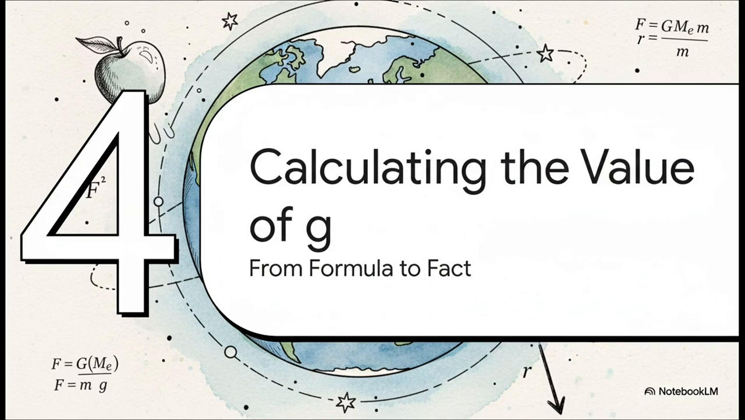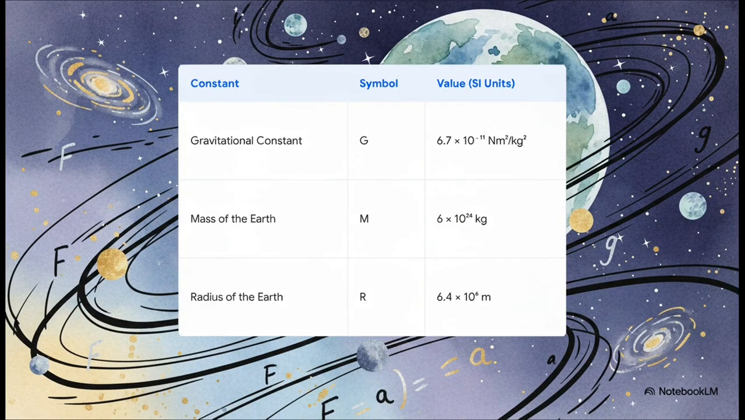Okay, so we've got the formula. We've proven the theory. Now it's time for the payoff. Let's turn this elegant piece of physics into a real, actual number by plugging in the values for planet Earth. Here's what we need. We've got G, the gravitational constant, which is 6.7 times 10 to the minus 11 Newton meter squared per kilogram squared.